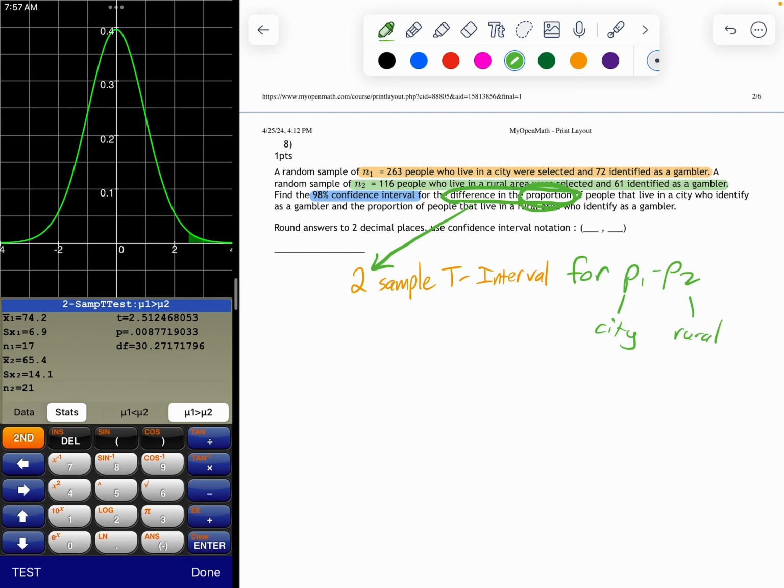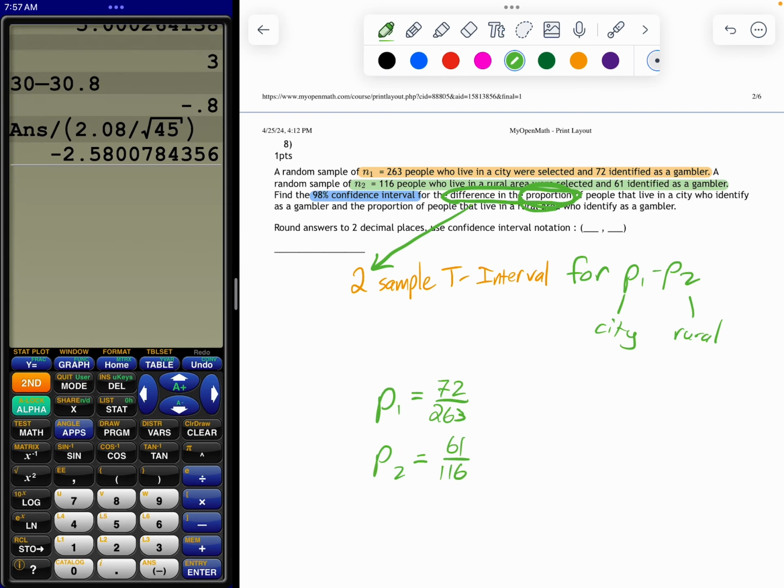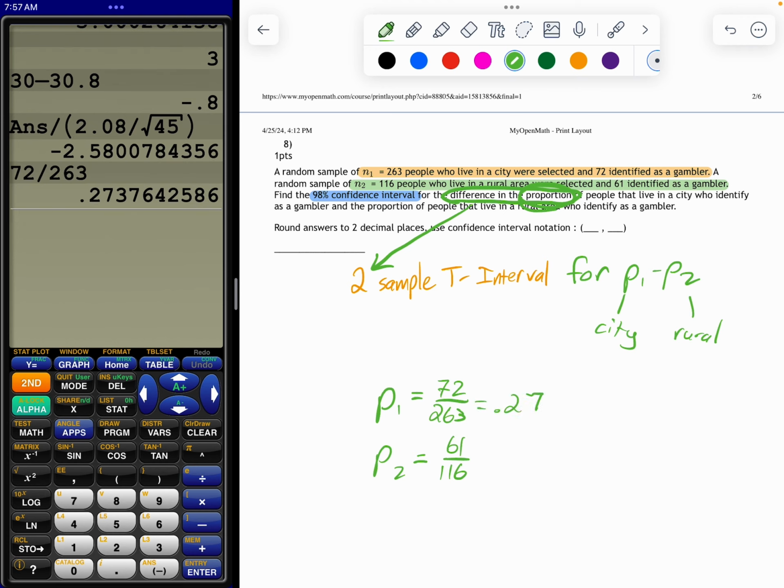That's just the idea. I can pretty much have my calculator do all the work for me, but identifying it is of supreme importance, right? It's not an x bar, it's not an average. We have, for example, p1 is 72 people out of 263 people. p2 is the people in the country, 61 out of 116. So off the get-go, let's just see how these compare. We have 27% in the city that reported being gamblers, and in the country, whoa, it's almost double.